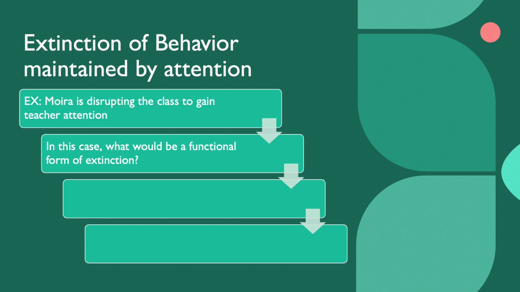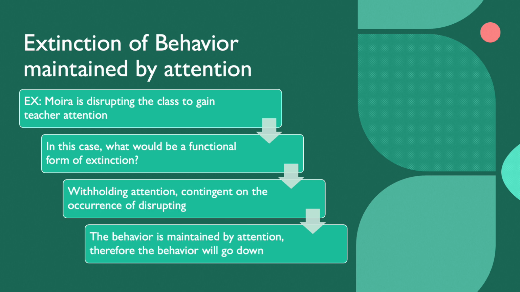So I want you to take a moment and think about what the functional form of extinction would be if the behavior in this case is maintained by attention. Again, consider that with extinction, you're withholding the reinforcer that's known to maintain that behavior. So think about what's the reinforcer here, and then go ahead and consider what extinction would look like.